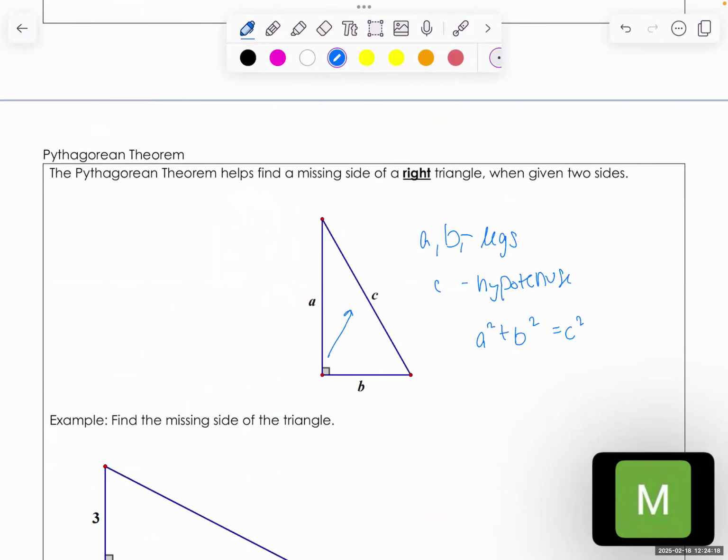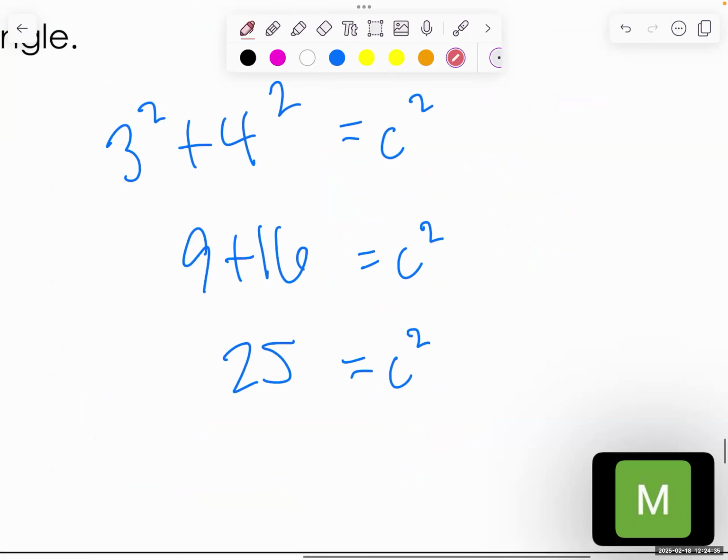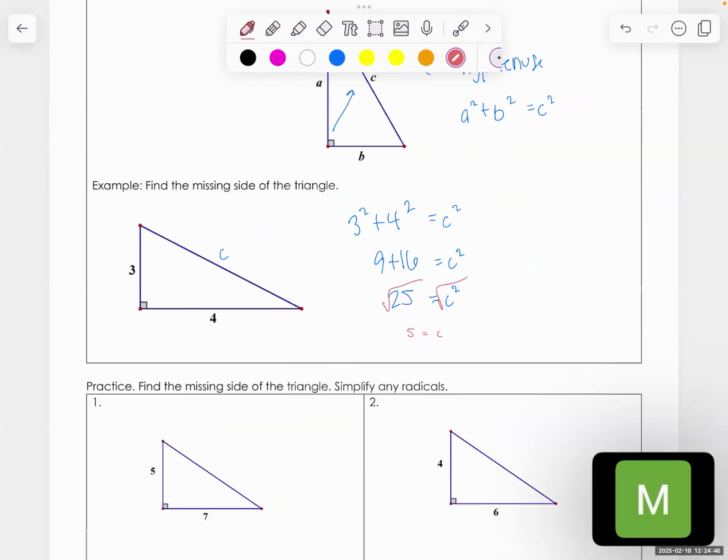So I'm looking at this one. I want to solve for C. So I get 3 squared plus 4 squared equals C squared. 9 plus 16 equals C squared. So 25 equals C squared. Just like in the last video, if you want to get rid of a square root, you square it. If you want to get rid of a square, you square root it. Square root, and C is going to be 5, which means my hypotenuse is 5.